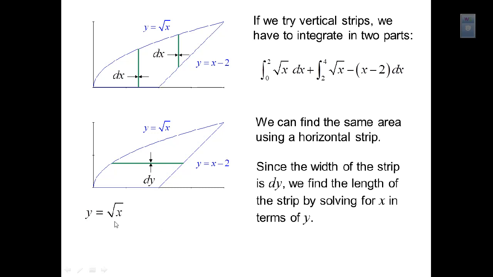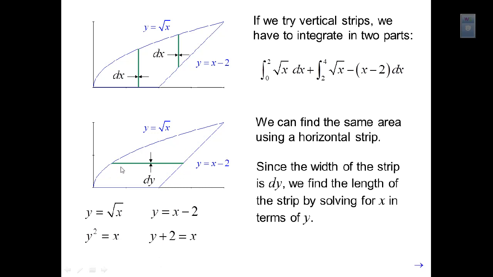So if we take y equals the square root of x and we convert that over, we're going to end up squaring both sides, and we're going to end up with y squared equals x, or x equals y squared. If we take the other one, y equals x minus 2, we want to solve for x. We're just going to add 2 to both sides.